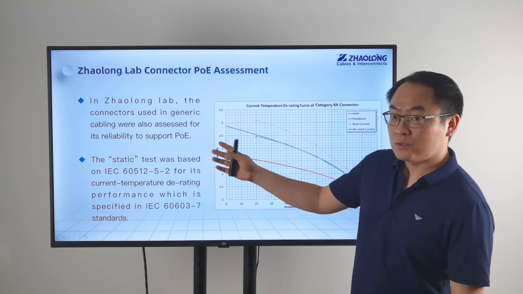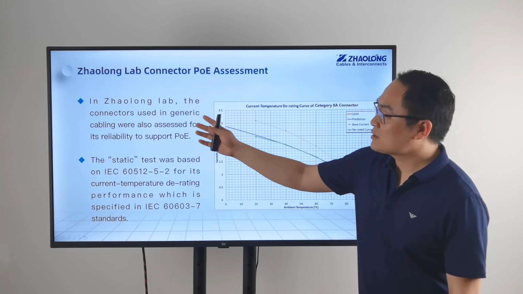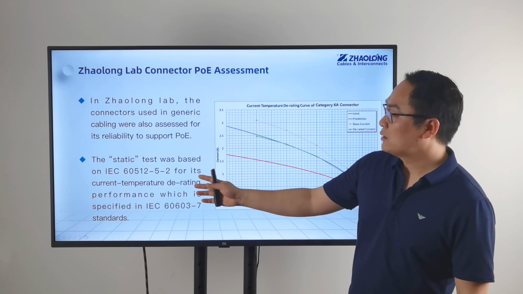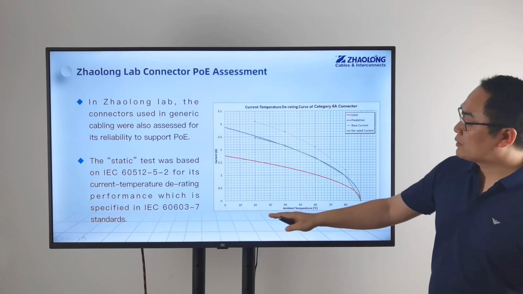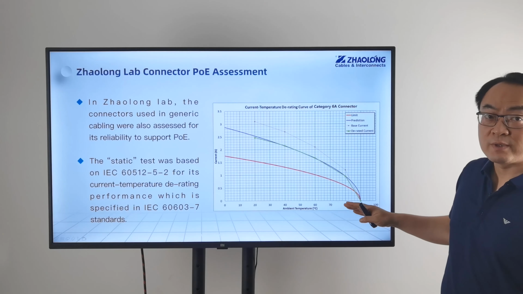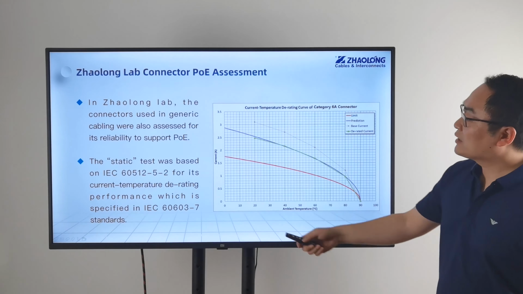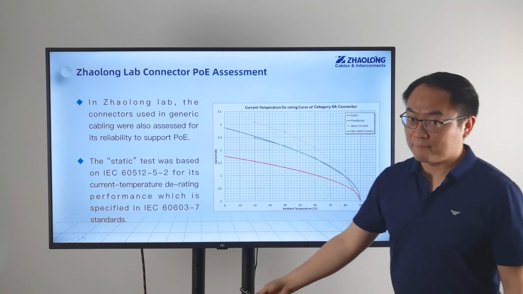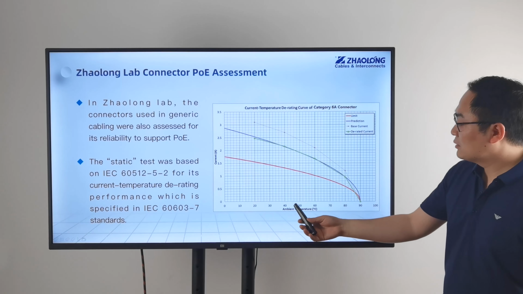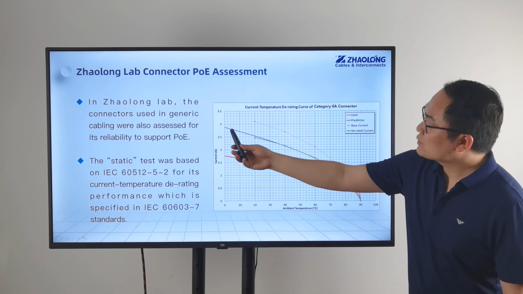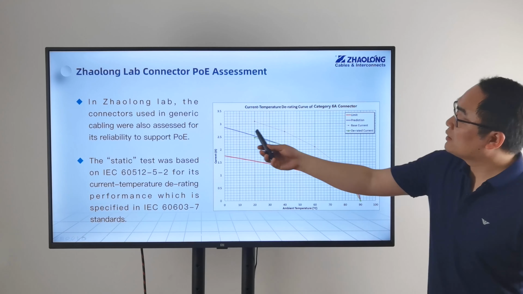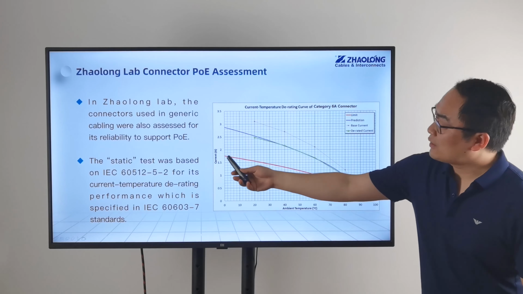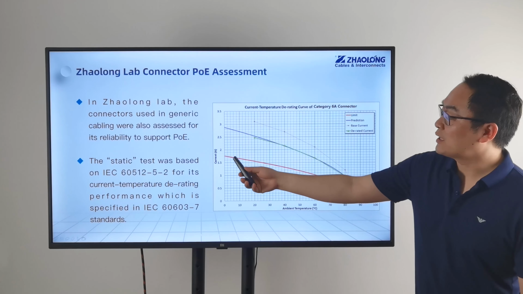Besides the cables, we also assess the connectors. For the connectors, the technology is the same. So you have to assess that the connectors can carry the same amount of current at the same temperature, same as the POE test in the cable. This kind of test is called current temperature derating. So by giving certain ambient temperatures, you have to test how your connector can carry a certain amount of current, then your curve shall exceed the requirement to make sure your connector can carry it.